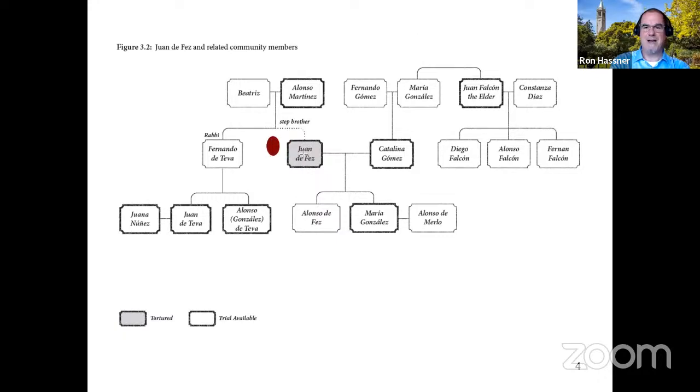It's not very helpful, but here, this guy here, Juan de Fez, Alfonso Martinez, Juan Falson, Maria Gonzalez, these three guys here, were all tortured, Catalina Gomez as well. Juan de Fez is the only one here tortured. The others with the bold frame are trials that I was able to rely on, and you can see how I can correlate information from one document to the next. So Catalina testifies against Juan. Alonso testifies against Juan. And just as the Inquisition correlated this information, I can then correlate it as well.